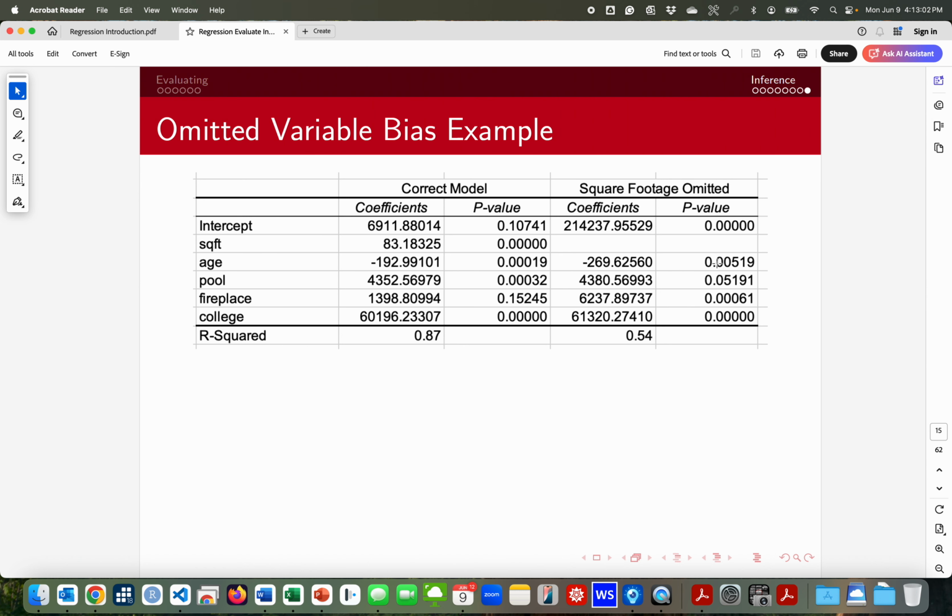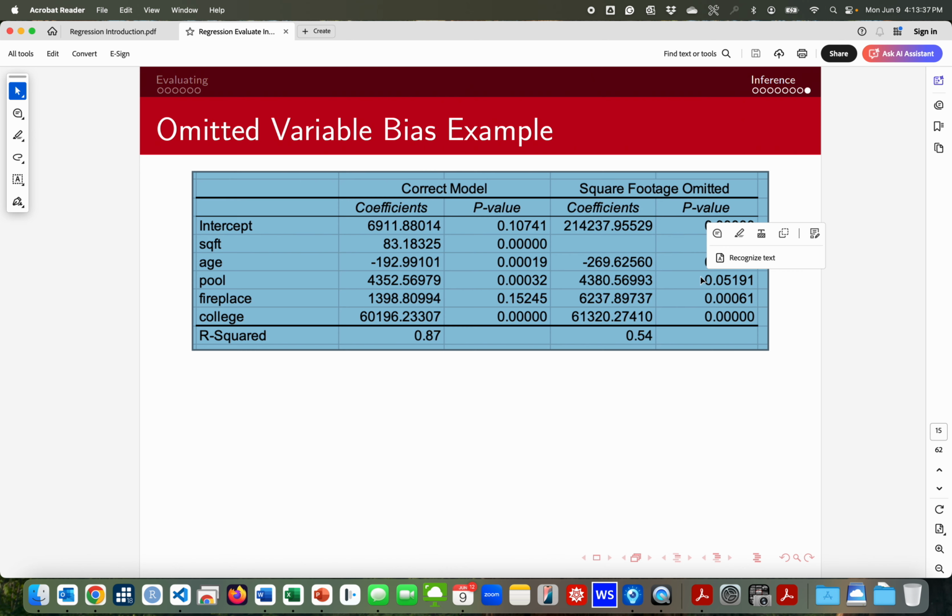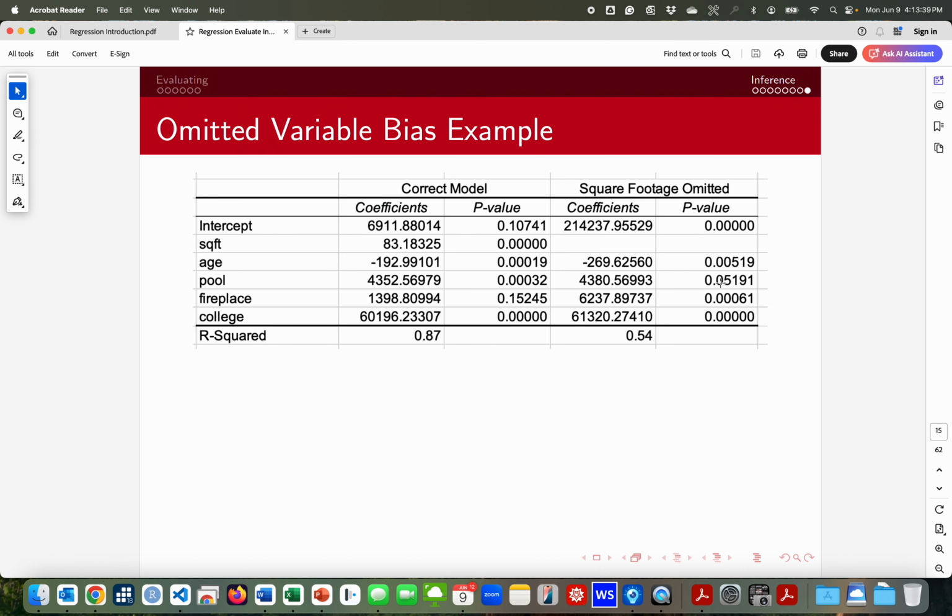Notice it's still statistically significant. Our p-values are still less than 0.05, but we definitely changed the coefficient. On pool, we estimated a coefficient of 4,352 when square footage was included, 4,380 when square footage is excluded, and we went from highly significant, significant at the 99% level, to now not quite significant at the 95% level. So the coefficient didn't change that much, but our p-value did.